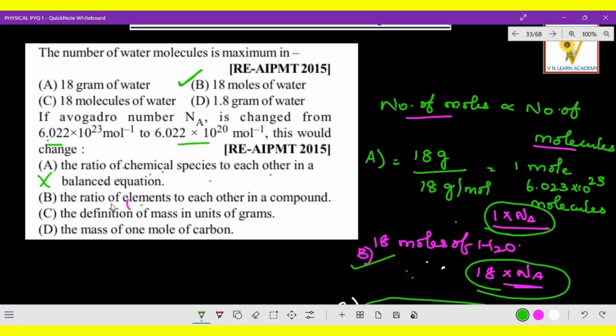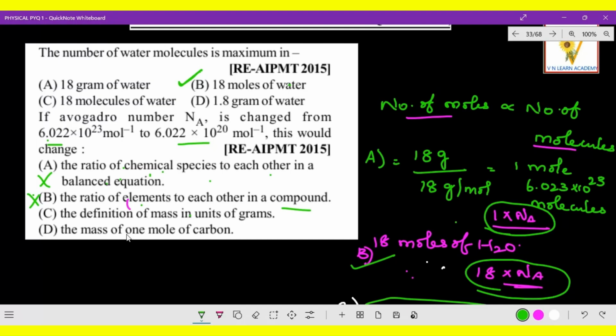The second option, ratio of elements to each other in a compound, also will not be applicable, because they did not mention any ratio here. This also will not be the correct option. Definition of mass in units of grams: here they mentioned very clearly mole inverse. They did not mention any mass, gram, or kg. It is mole inverse that they mentioned, right?